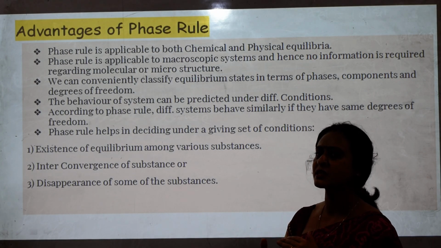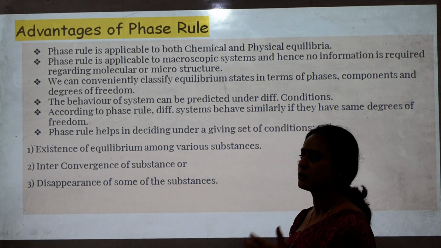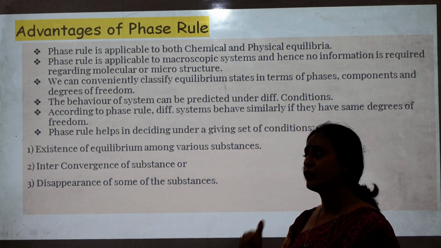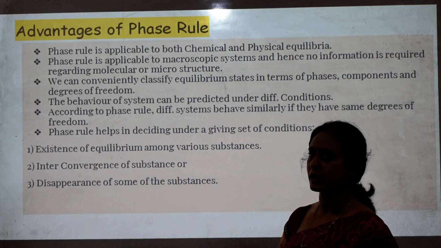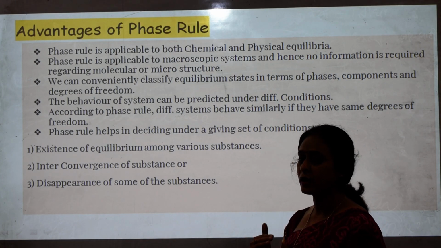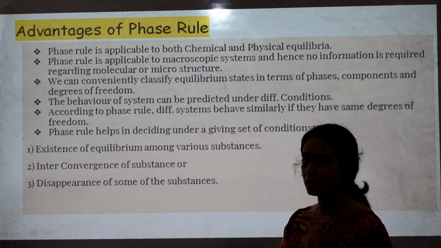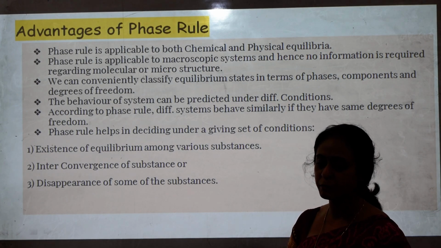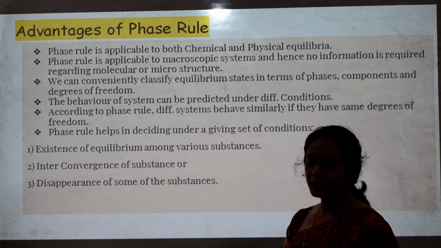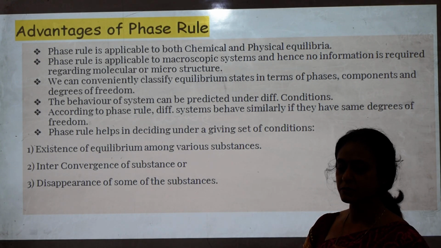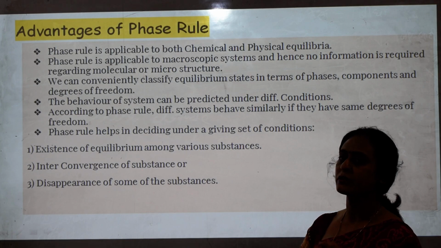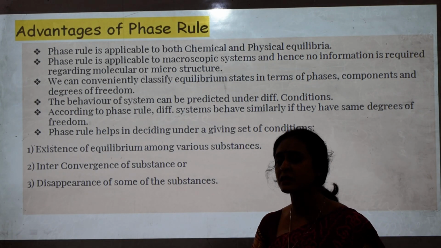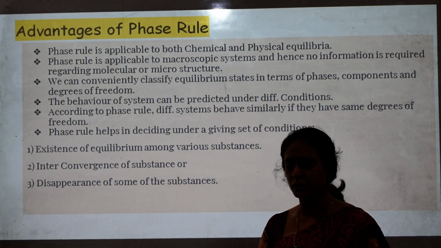We are just talking about numbers. Variables in terms of number we are talking. Which variable is there, what kind of variable is there, we are not talking about that. We are simply dealing in numbers. How many numbers? We have conveniently classified the equilibrium state in terms of phase, component and degree of freedom. We can explain any system in terms of phase, component and degree of freedom and construct it anywhere.